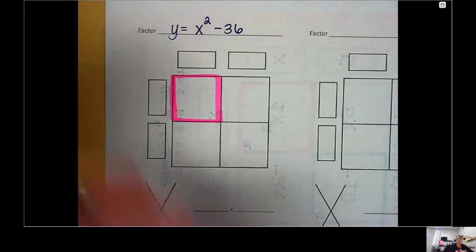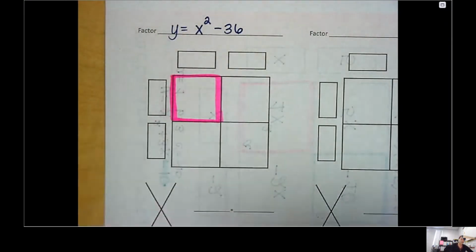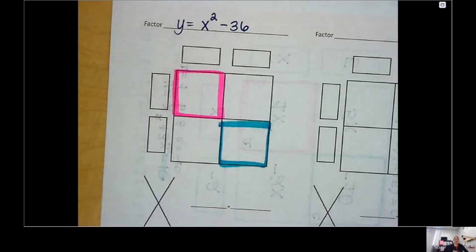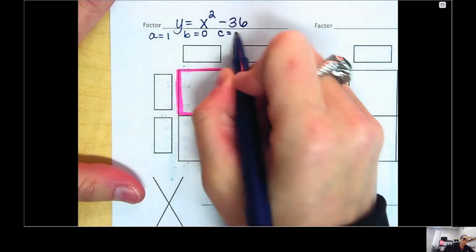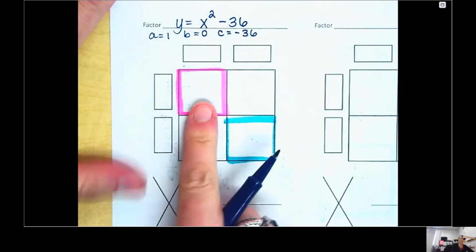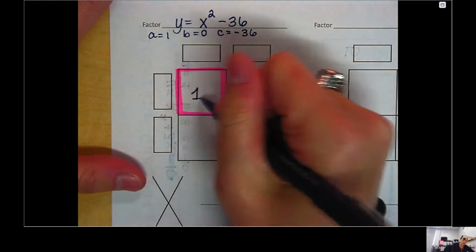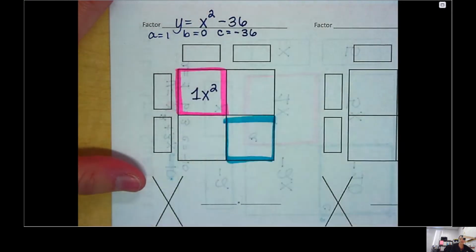Last one I'm going to do with you. Ready? First thing we're going to do is determine our A value, B value, and C value. Now be careful. What's your A value? 1. What's your B value? 0. What's your C value? -36. So in the pink box up here, what do I put? 1x squared. Good. Write the whole term. What do I put in the blue box?